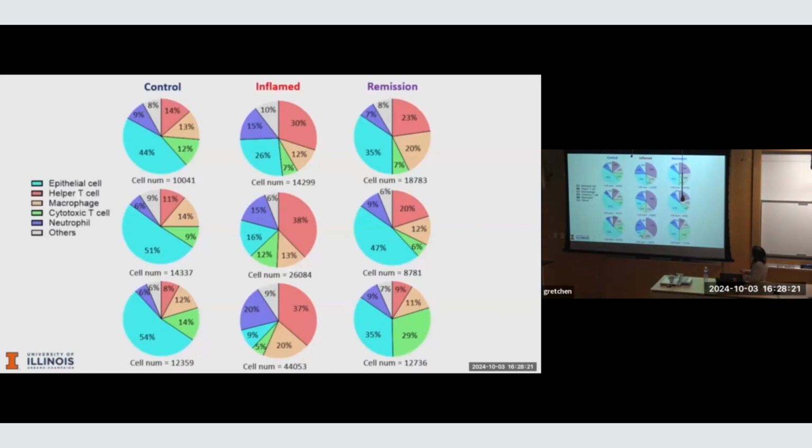So this is an example doing multicolor fluorescent staining. We did a computational analysis, here just counting the percentage of cells of different cell types. So you can see, for example, in the inflamed tissue, the immune cell type is clearly more predominant, and remission is somewhere in between. So this is a way to quantify different cell types.